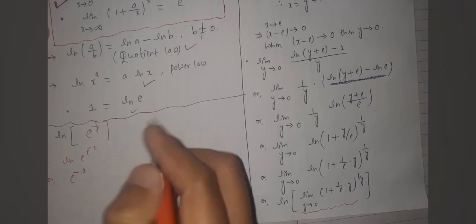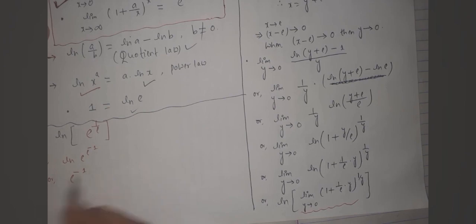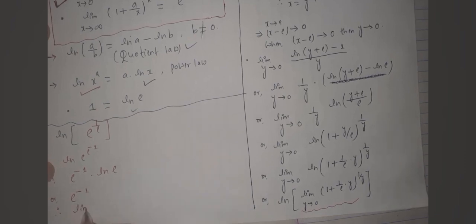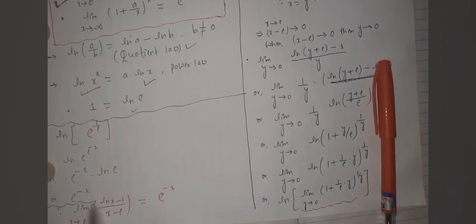By using the power law of the logarithm, we can take this power to the front of the expression: negative 1 times ln of e, and this can be written as negative 1, since the ln of e is 1. So finally we got the limiting value of the function ln of x minus 1 over x minus e when the variable x approaches e. The limiting value is here calculated as negative 1. This is the final solution for this particular problem.